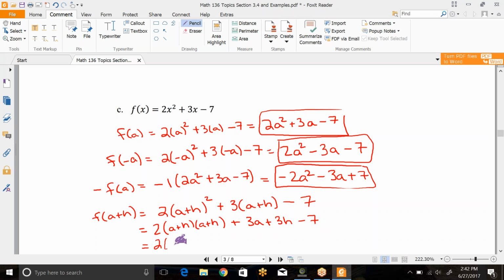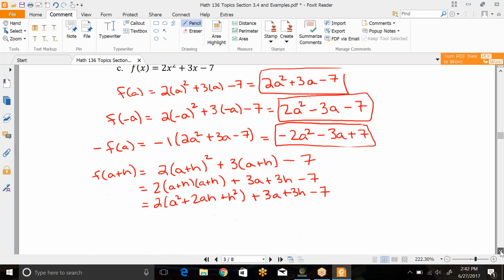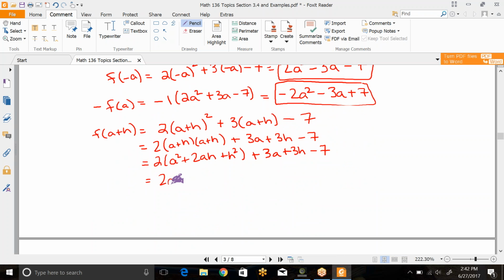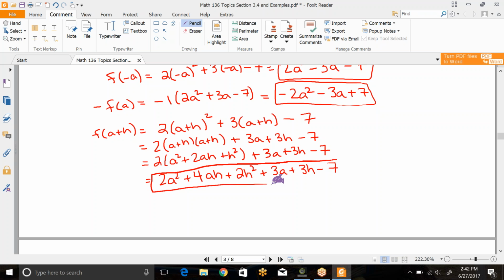On this one, I would FOIL this first, so that would be a squared, ah, and another ah would be 2 ah's, and then h squared. Bring down everything else. And then we would distribute the 2 out front. And notice that none of these are like terms. Nothing has exactly the same variables. So that would be the answer to that one.